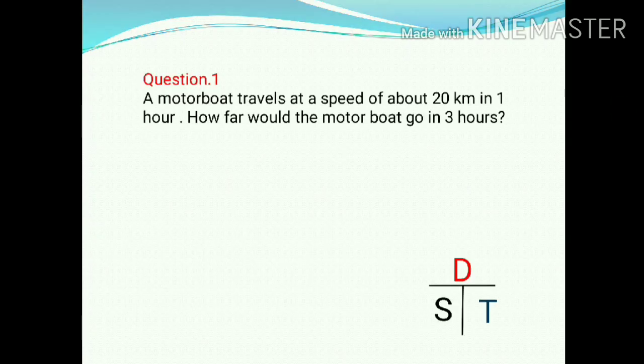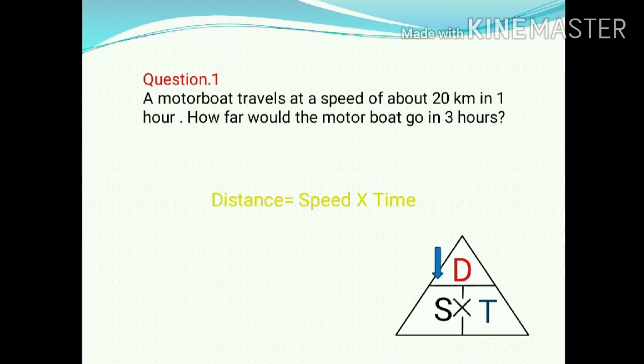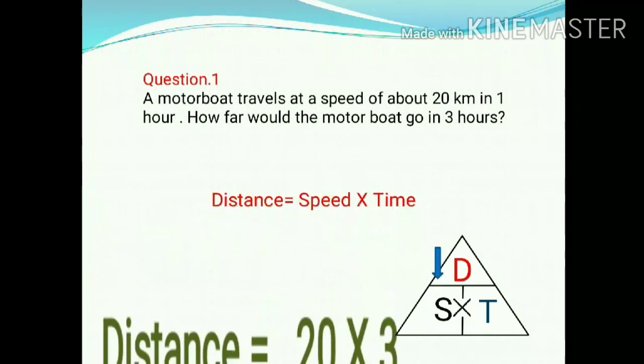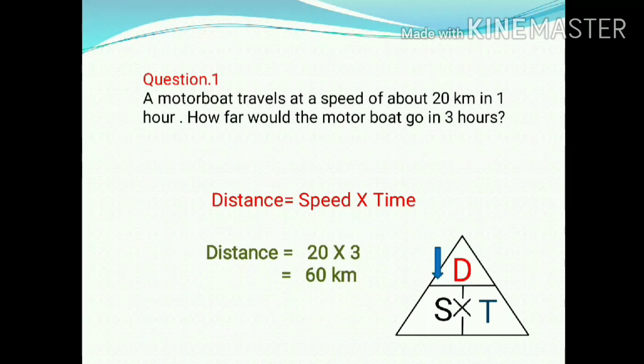So if you use the super triangle rule, then the formula for distance is equal to S into T. That means distance is equal to speed into time. Distance is equal to 20, which is the speed, and 3, which is time. So 20 into 3 will become 60 km.